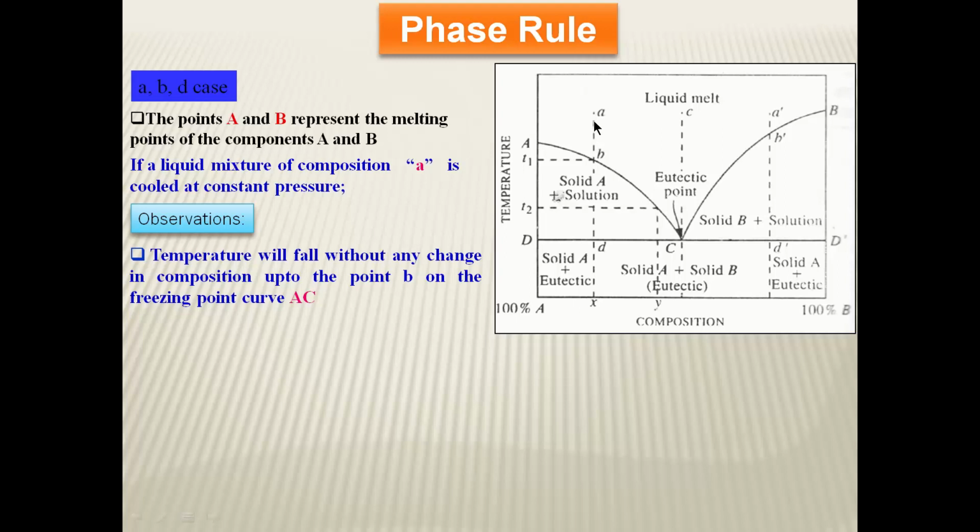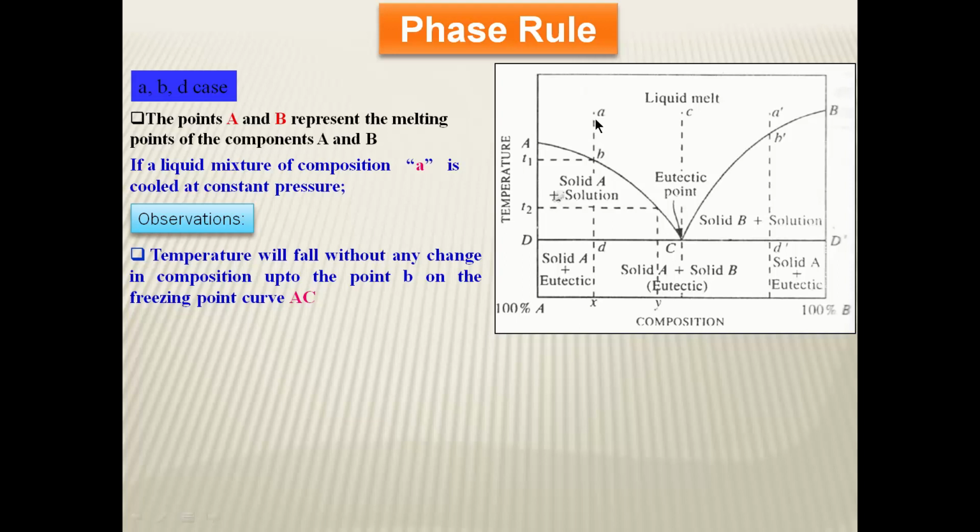The temperature will fall with no change in composition, because this dotted line AX is representing the composition. Obviously the composition is not changing when the dotted line AB is traced. So the temperature will fall without any change in composition up to point B on the freezing point curve.